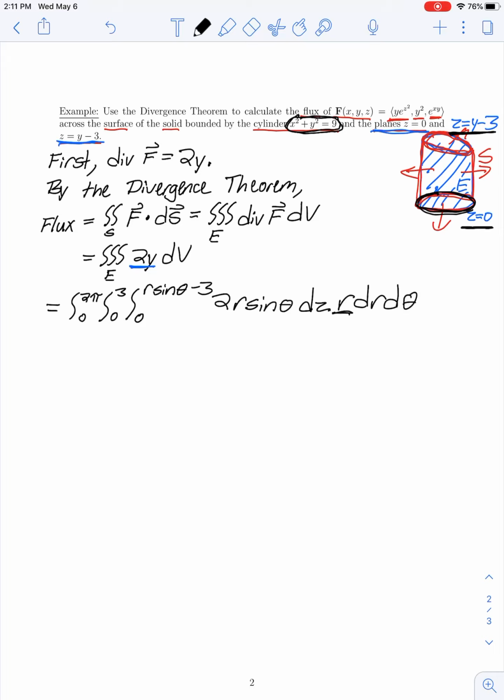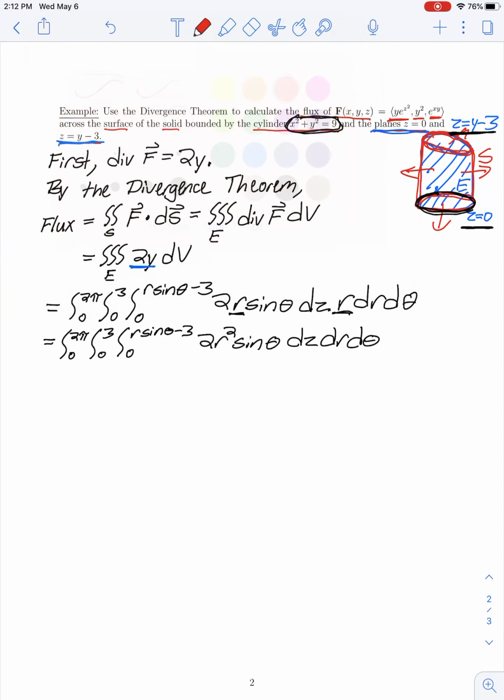Remember, we pick up that extra factor of r when we switch to polar coordinates in the plane, or cylindrical coordinates in space. So here, let's start by grouping the r terms together. We have the integral from 0 to 2 pi, and from 0 to 3, and then from 0 to r sine theta minus 3, and our function is 2r squared sine of theta in the order dz dr d theta.